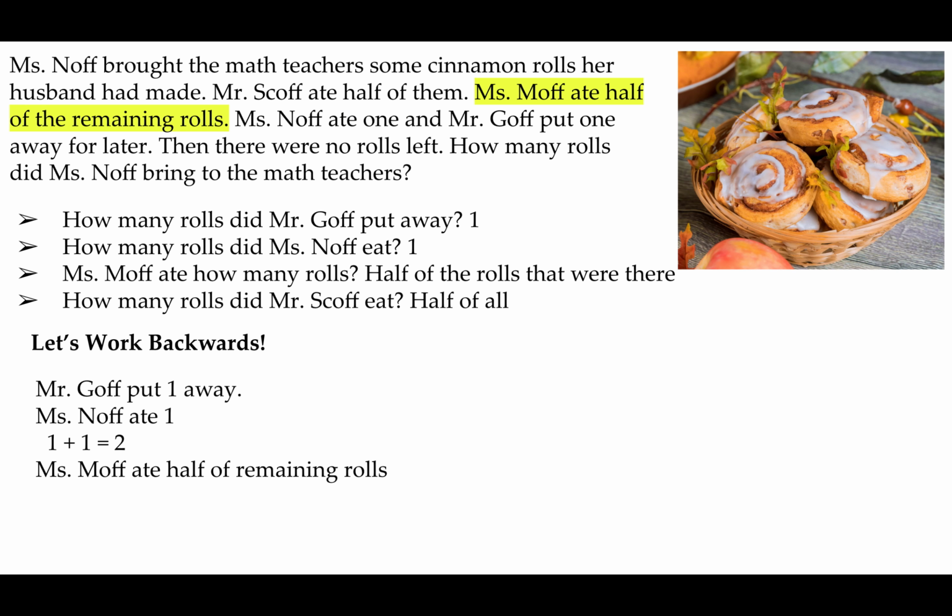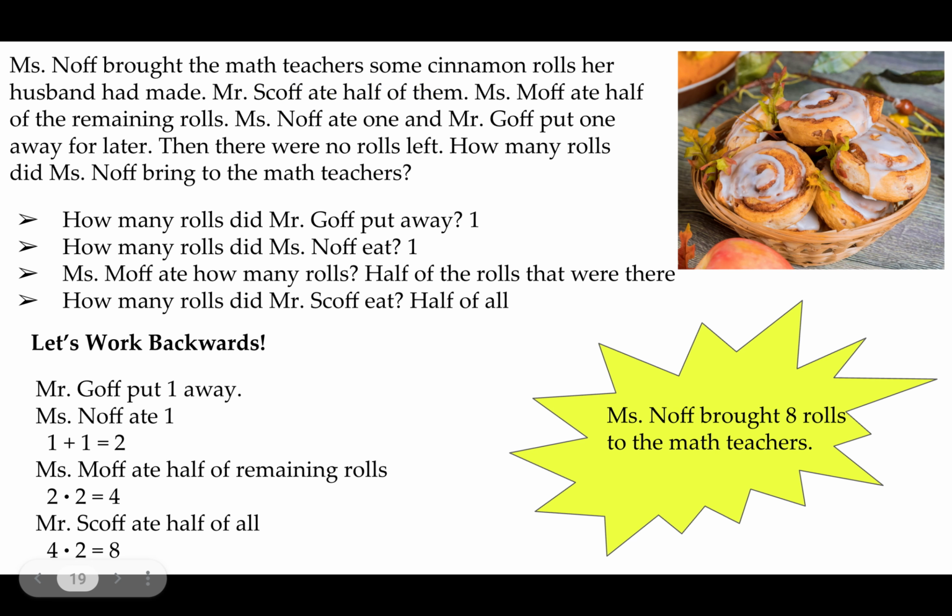Again, working backwards, we know Miss Molf ate half of the remaining rolls. So instead of doing half of 2, we're going to do the opposite. Instead of dividing, we're going to multiply. So we'll say 2 multiplied by 2. So now we have 4. And lastly, Mr. Skolf ate half of all. And again, instead of dividing by 2, we're going to multiply by 2. Again, doing inverse operations. So we had 4 multiplied by 2 is 8. Therefore, Miss Knopf brought 8 rolls to the math teachers.